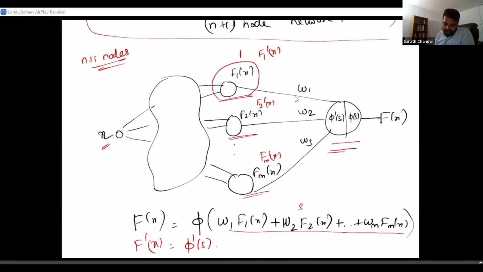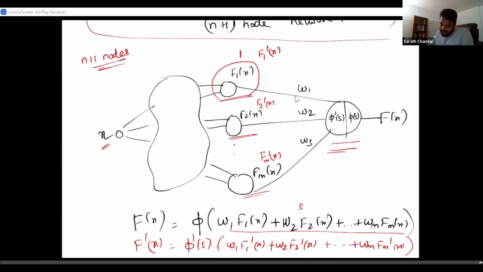When you differentiate inside, you get w1 times f1 dash of x plus w2 times f2 dash of x up to wm times fm dash of x. This is what the output should be, right? Now, how can I get this output?